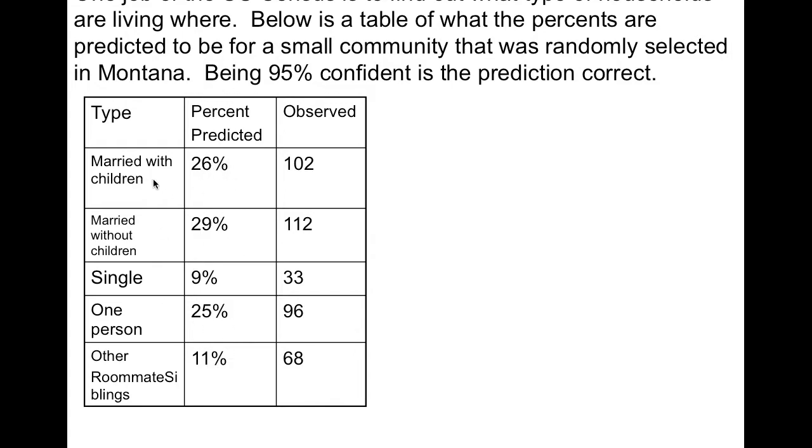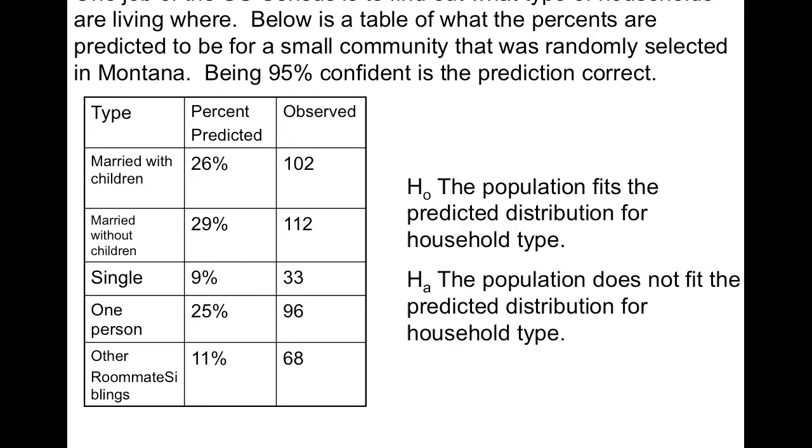We think married with children is going to be 26%. Single is only 9%. So they're not all the same. With 5 categories, it would be 20% all the way down. Each category is different. It adds up to 100 still, but it's going to be different. So you can't use the term uniform in your null and alternate. Okay? For our null this time: the population fits the predicted distribution for household types. You don't need to list every single percentage.